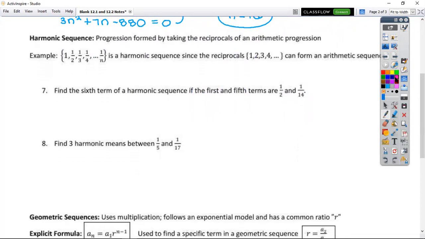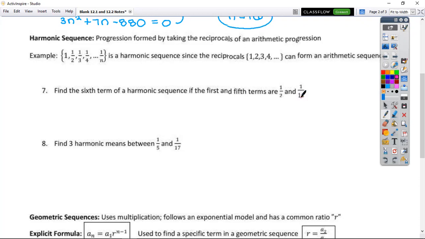This is what's called a harmonic sequence, and it's made up of the reciprocals of an arithmetic sequence. And there's a typo, so I need to have you fix it before we get a problem that's not going to be possible to do here. I fixed it here, but I don't think it's fixed on yours.